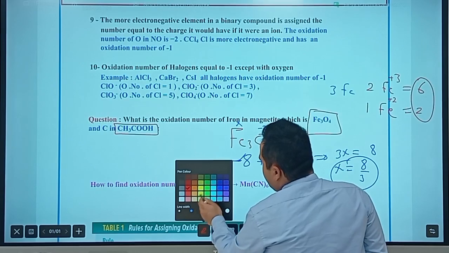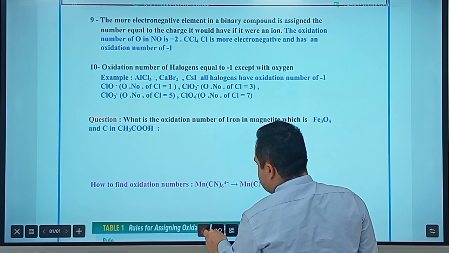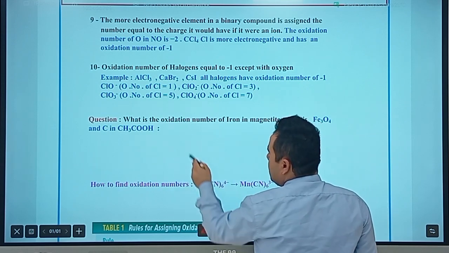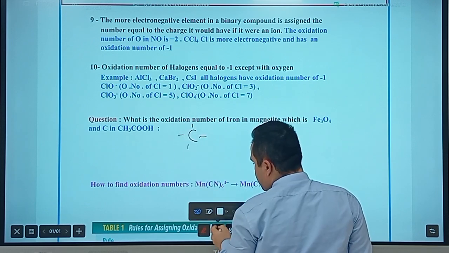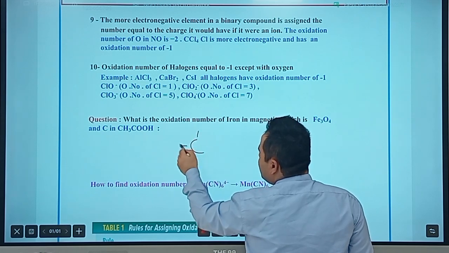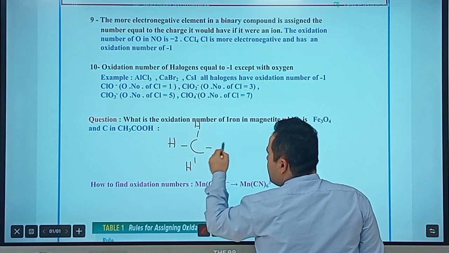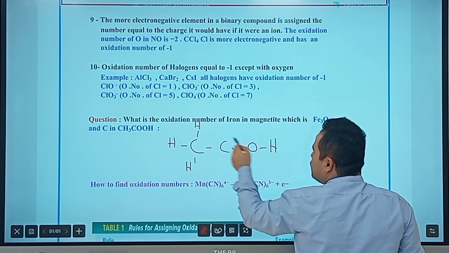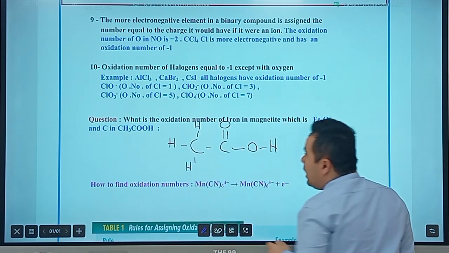The oxidation number for the carbon in acetic acid, guys. In acetic acid, this can be solved with the structure of the carbon. The first carbon is combined with 3 hydrogens, and then the other carbon is bonded with the oxygen, and then hydrogen, and then a double bond with the oxygen. Guys, have a look.